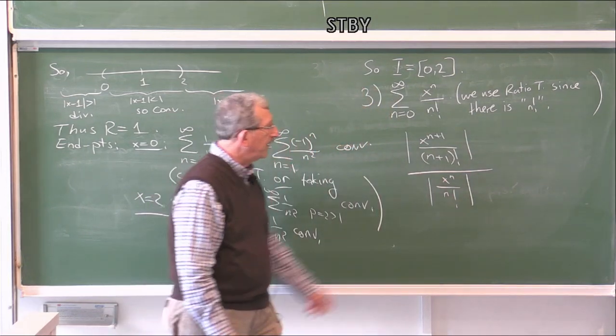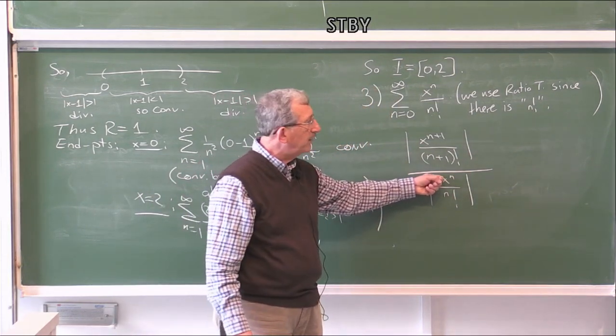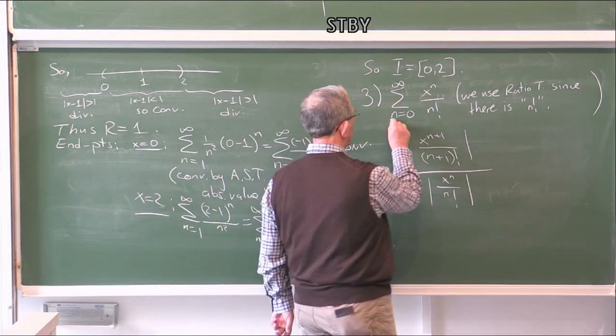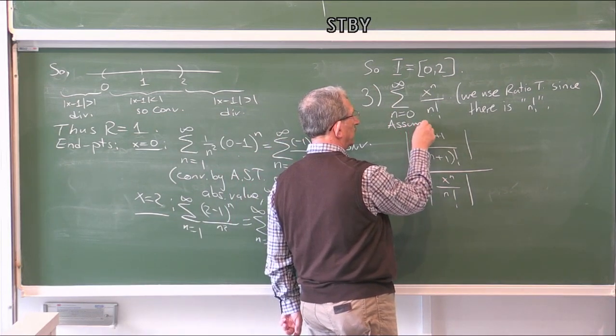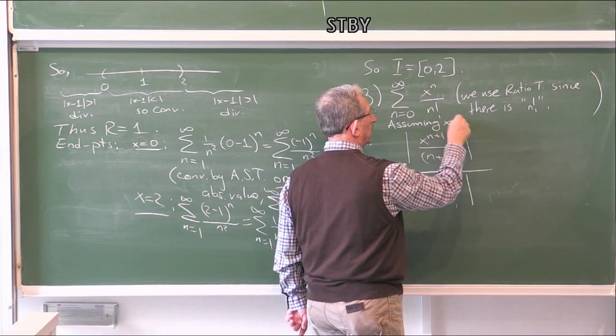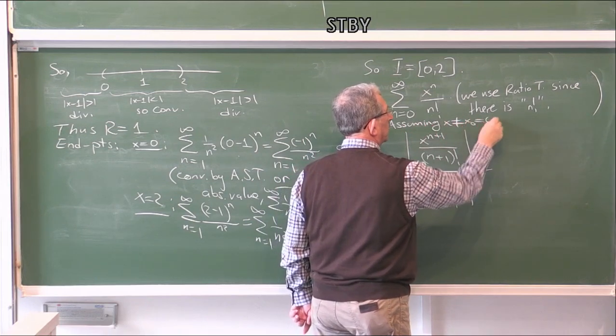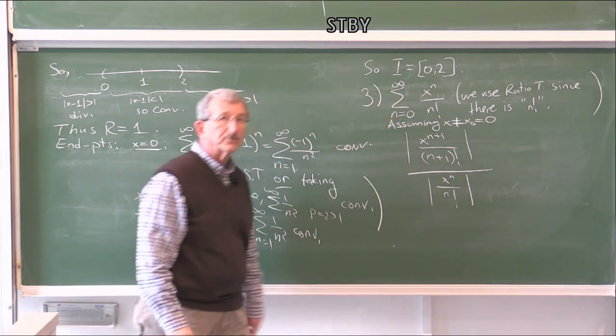Secondly, if x is 0, we cannot divide by it. So assume it is not 0.